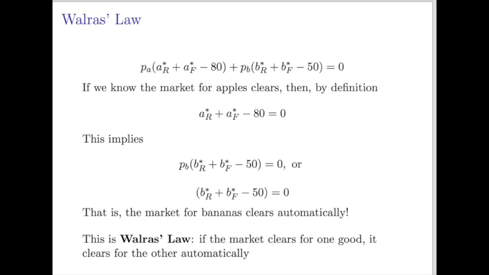This is called Walras' Law. It says that when you have two goods, if one of the markets clears, then the other market has to clear as well. So you only need to check that one of the two markets clears. In general, if you had an arbitrary number of goods, not just two, it says that if all but one of them clear, then the last one clears as well. So if you have n goods, you only have to check that n minus 1 clear. Then the nth market also has to clear.